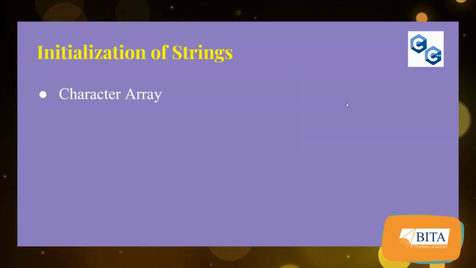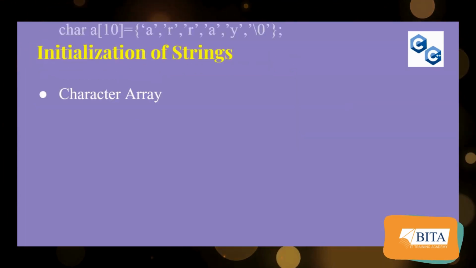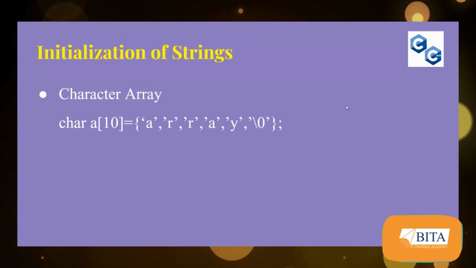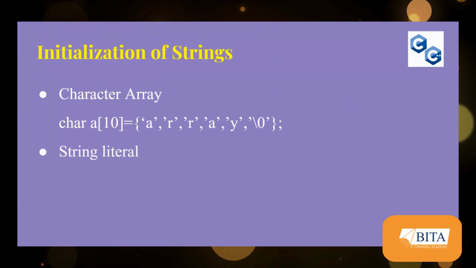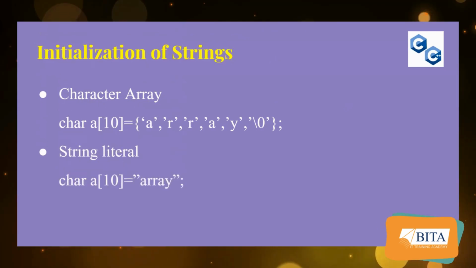There are two ways to declare a string. One is by character array, where each letter is given within single quotes. The second one is by string literal, where the word is given within double quotes.